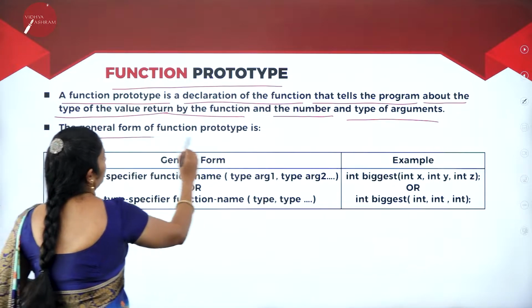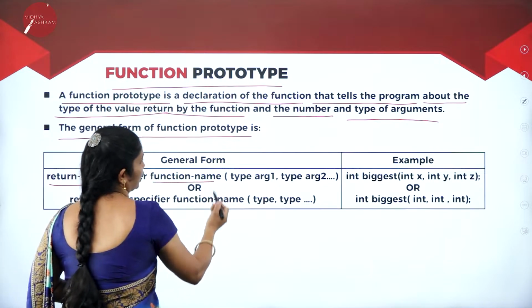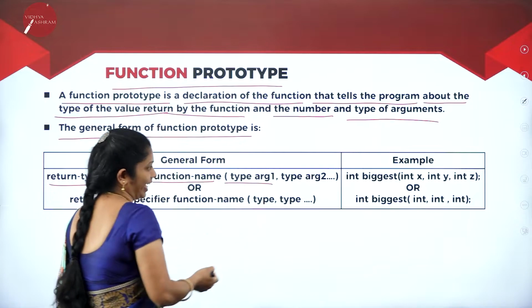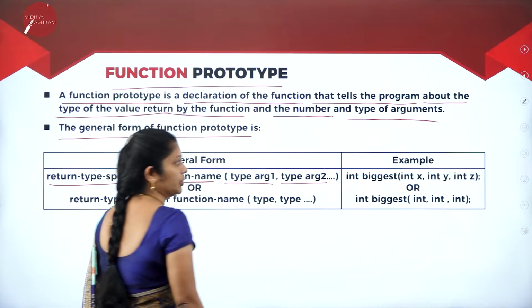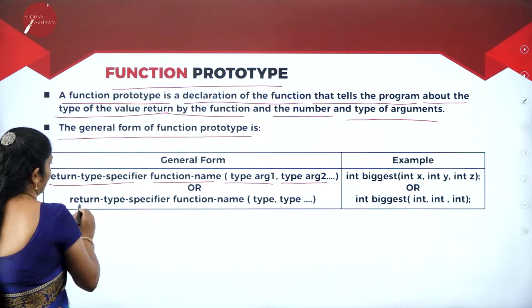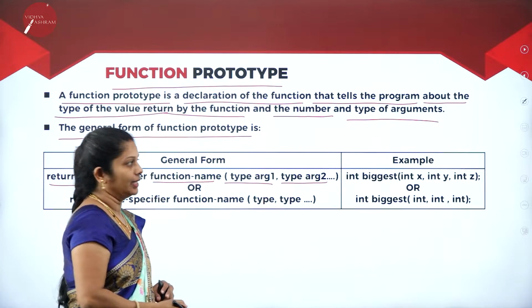The general form of a function prototype is, first you have to write the return type, then the function name, and inside the brackets the type of arguments, whether it's integer or character. You have to mention all the arguments. Or you can say: return type specifier, function name, and only the types you can also write here.